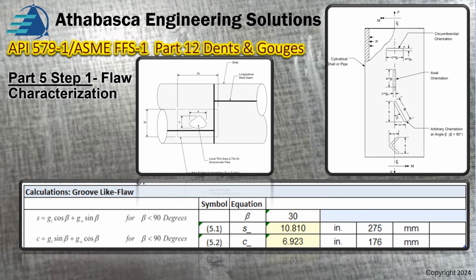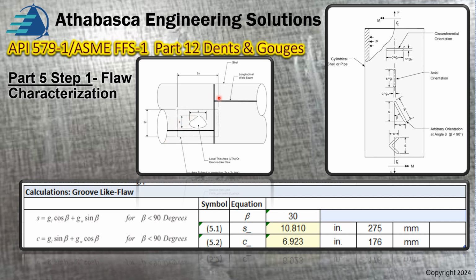In part 5, step 1, flaw characterization, there are some very interesting charts here. You can see there are some constraints that we mentioned in the earlier slides. The first one is that beta has to be less than 90 degrees, which is defined over here. We take the length of the gouge, G, and break it out into components where SL is along the axis of the pipe in this case, and C acts in the direction circumferentially around the pipe. So that's basically it.